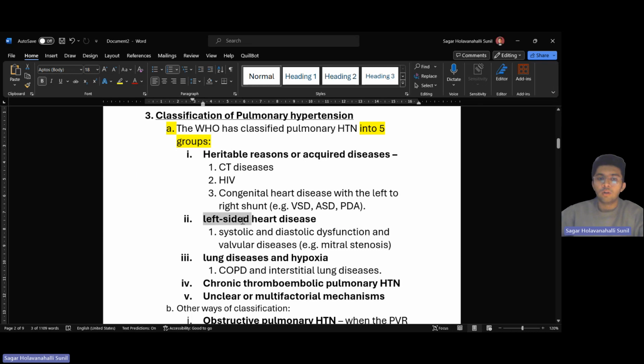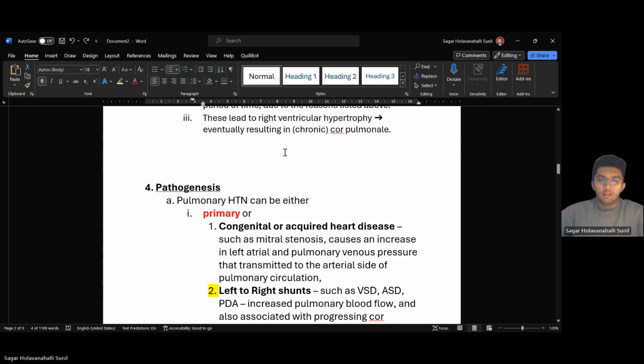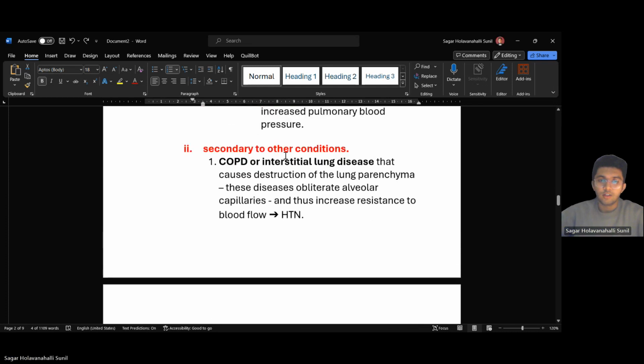When I spoke about the mitral stenosis, you can talk about left side heart diseases. When I mentioned congenital heart diseases, you can just mention it under this point. Okay. Right. So let's continue.